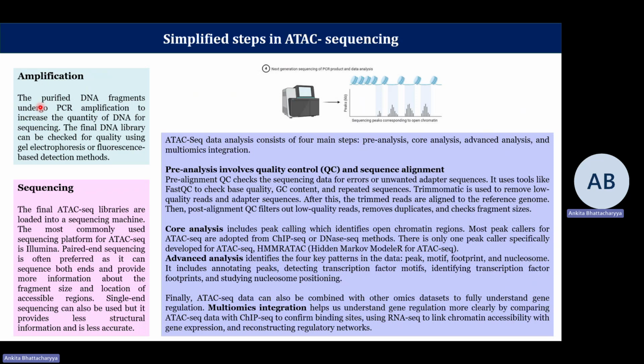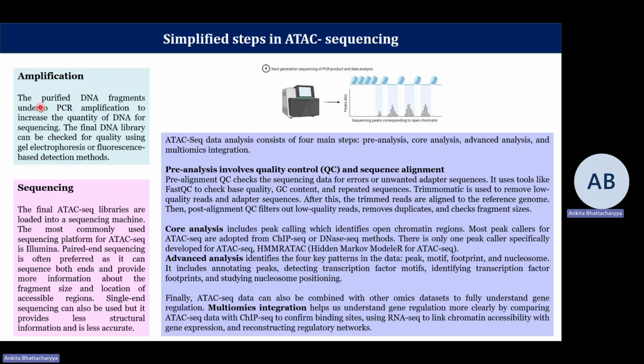So what are the key steps? We use the nuclei, we isolated chromatin from it without disturbing the architecture. Next, we prepared ATAC-seq libraries by following the fragmentation procedure. Then we did amplification using PCR. And finally, we sequenced it.